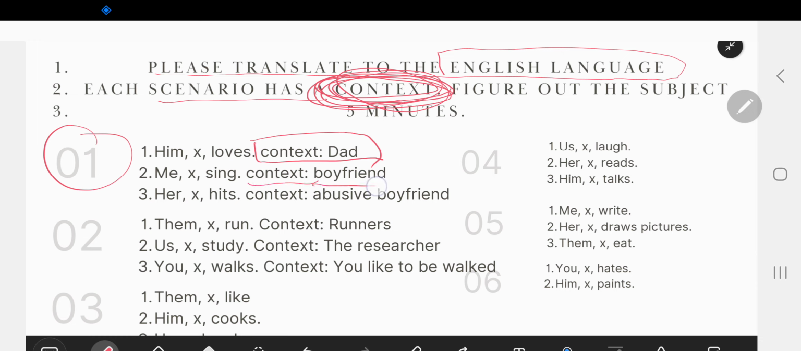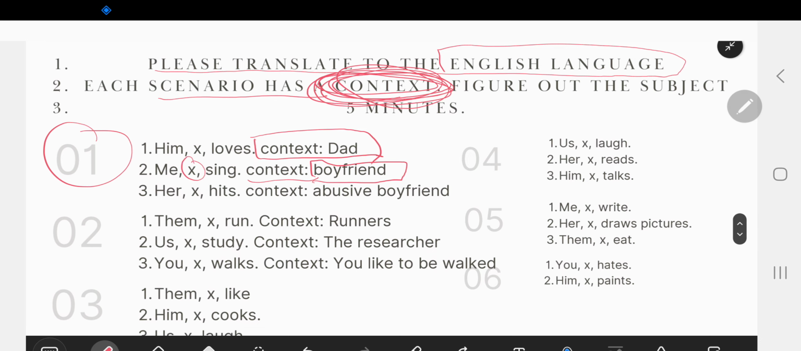In this context, we're talking about your boyfriend, right? And now we're talking about me as the object. So what does this mean? He sings for me. Your boyfriend sings for me, or he sings for me. That is the subject. Let's see. He sings for me, that's the subject.